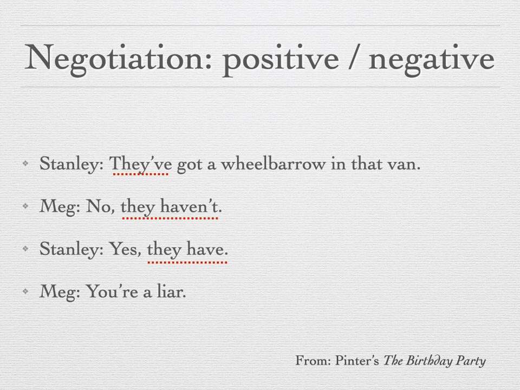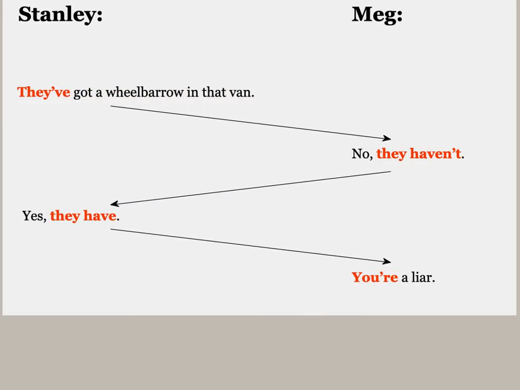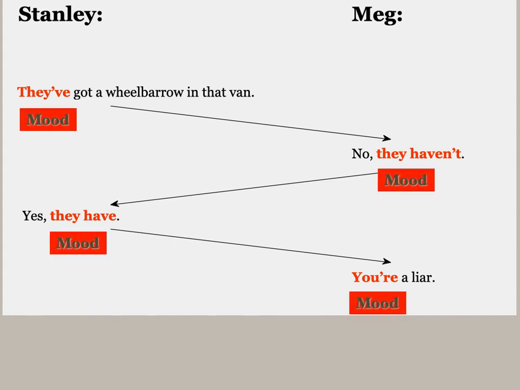And as I said, Meg could have continued, but she chooses to initiate another proposition. You're a liar. Again, the mood element carries the polarity. You are, positive, as opposed to you aren't. So this is really like a tennis match, we could say. Stanley starts. Meg bats back. No, they haven't. They have. You're a liar. And it all revolves around the mood element.